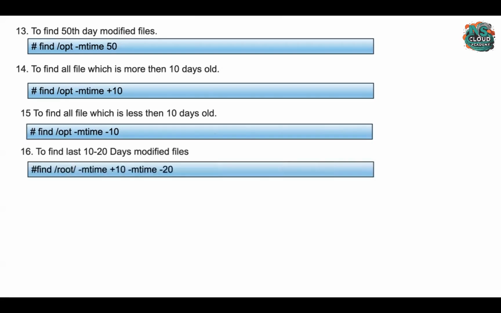So to find files modified between 10 and 20 days ago, in that case, what you will use? You have to use the command find, then the path where you want to search the file, and -mtime +10, and then -mtime -20. So it will only search those files, in the whole system or, according to this command, inside the root directory, which were modified between 10 to 20 days ago.